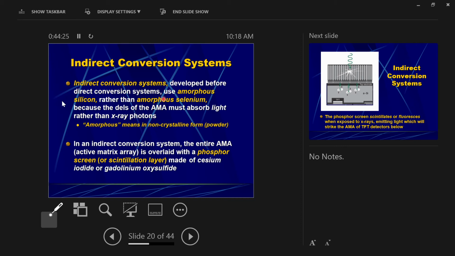All right, so indirect. Indirect, as it implies, uses an extra step. It is not a direct conversion. Something you should remember is energy can change forms, simply put.